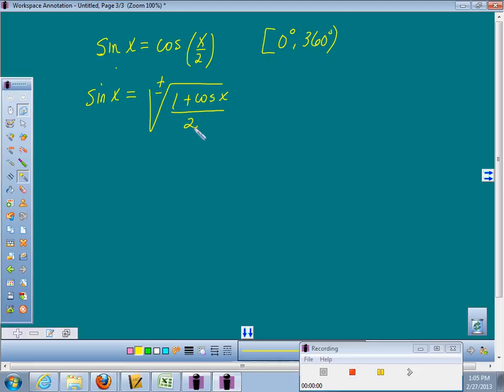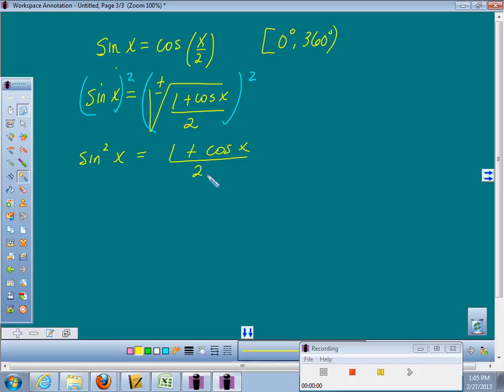Okay, so now I have this gigantic mess. I have a square root in my problem. How do you know if it's plus or minus? Well, it's not going to matter this second because we're going to do what Abby just said. We don't want that square root in our way, so what are we going to do with it? We're going to square both sides. So yes, we're going to get to check our answers when we get done. If I square both sides, I know it will become positive then. So I'm going to have sine squared equals 1 plus cosine of x over 2.